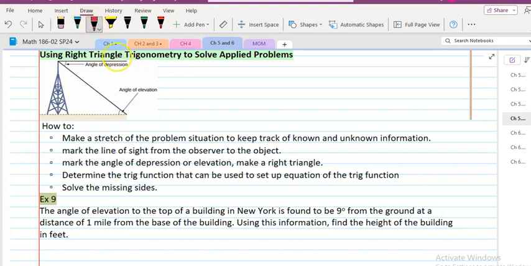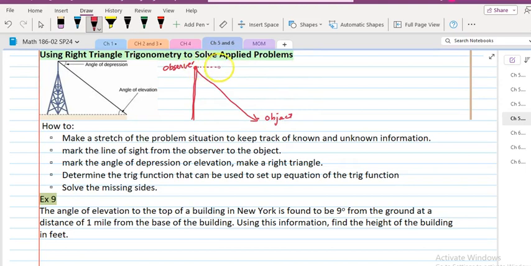A lot of these word problems involve two terms called angle of depression and angle of elevation. I have a picture here, but it's not very clear. Angle of depression is about an observer standing in a high place. In this case, it's on the top of a tower, but it could be on the top of a building. So this is the observer. And then the observer looks down and sees an object. This is the line of sight, and this is the object that the observer observes.